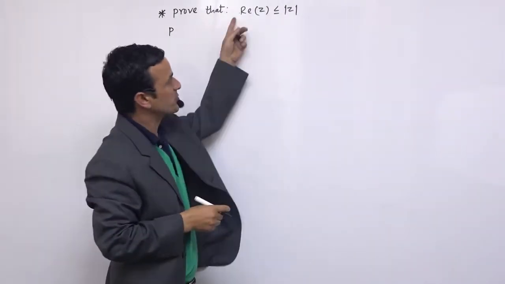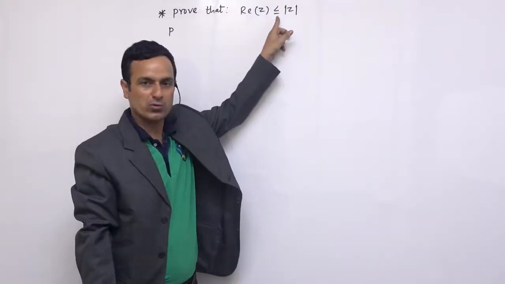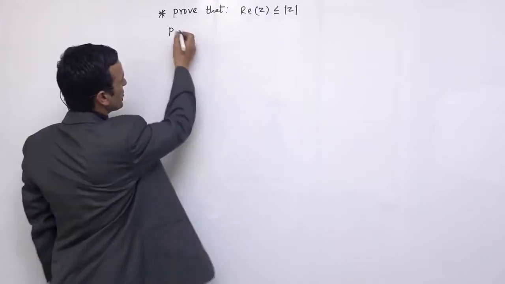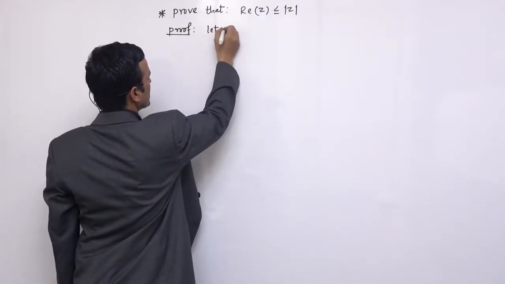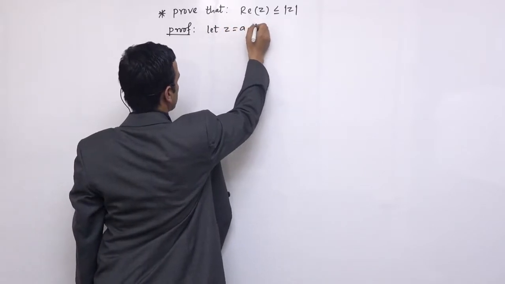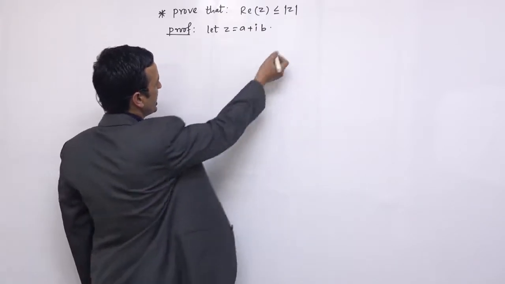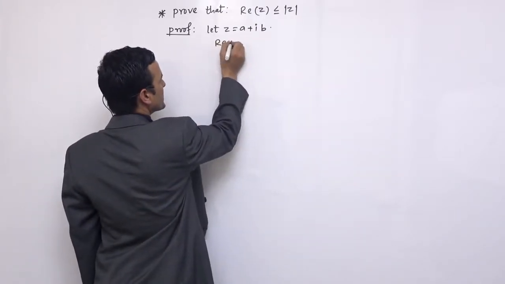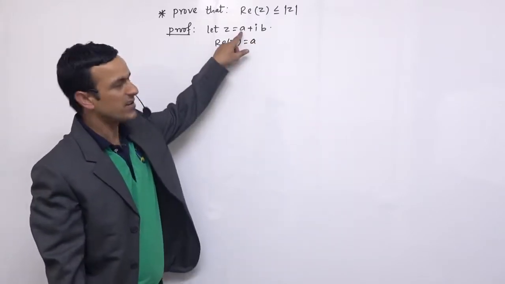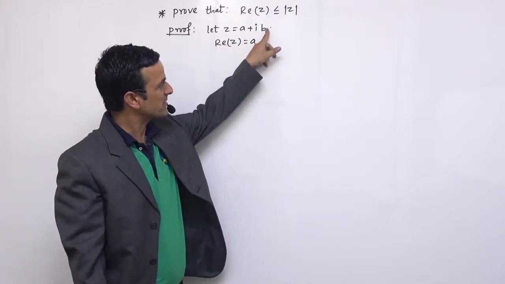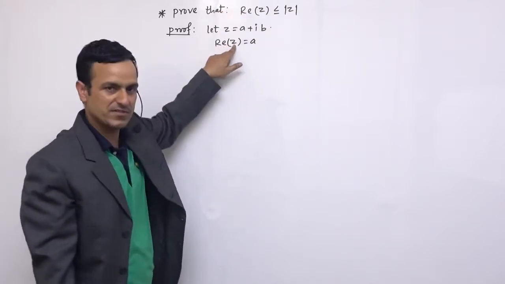Here is one question. Prove that real part of z is less than or equal to modulus z. For this, let z is equal to a plus ib be a complex number. Here real part of z is equal to a. As you know, this is the real part and this is the imaginary part. So real part is mentioned over here. Write down real part of z is equal to a.